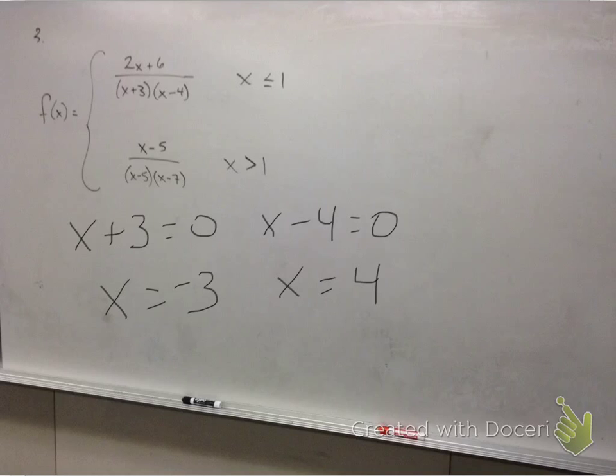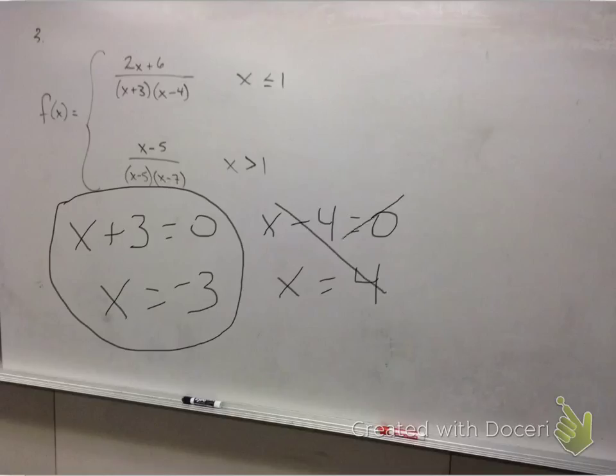But we have to look at where x is valid for this first piece. X is only valid if it's less than 1. So this x equals negative 3 is valid. X equals 4 is not valid for x less than 1 because the 4 is not less than 1. And so I don't have to concern myself with that discontinuity. So I only have the one discontinuity, x equals negative 3.